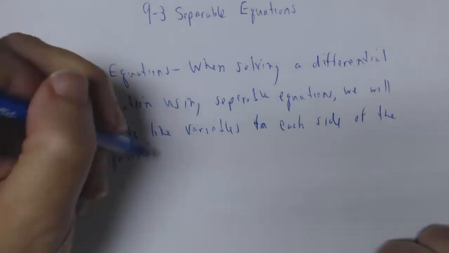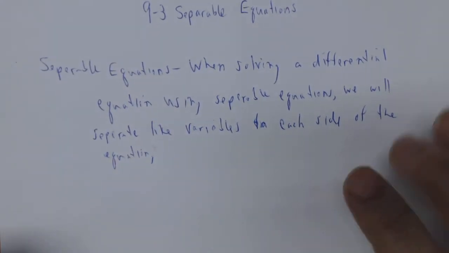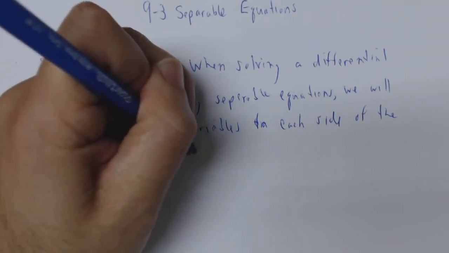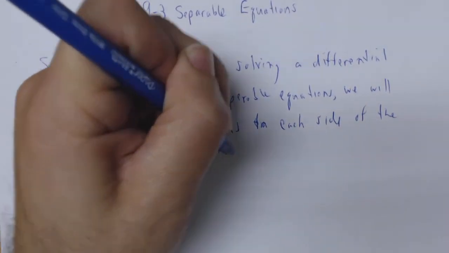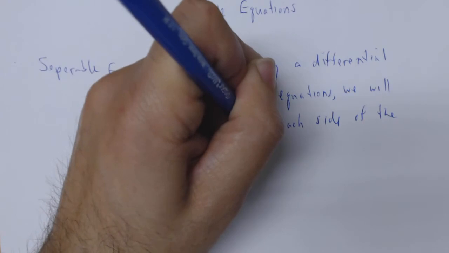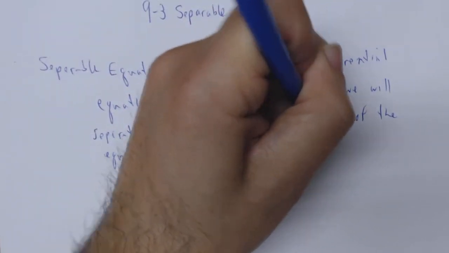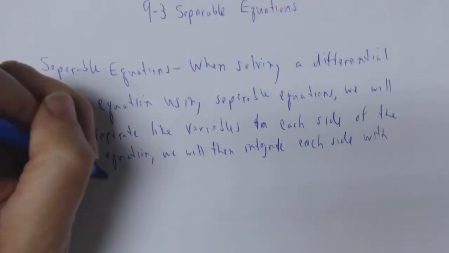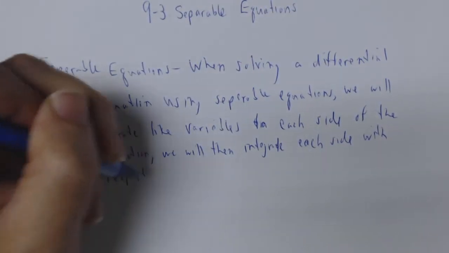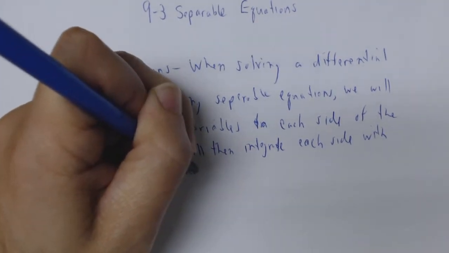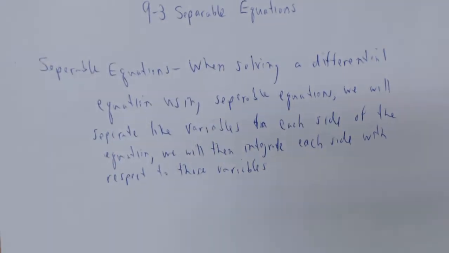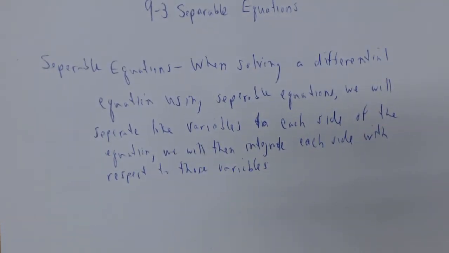And then once we do that, once we separate everything to each side of the equation, then we will integrate each side with respect to those variables. And then once we do that, that will pretty much give us the solution that we want.